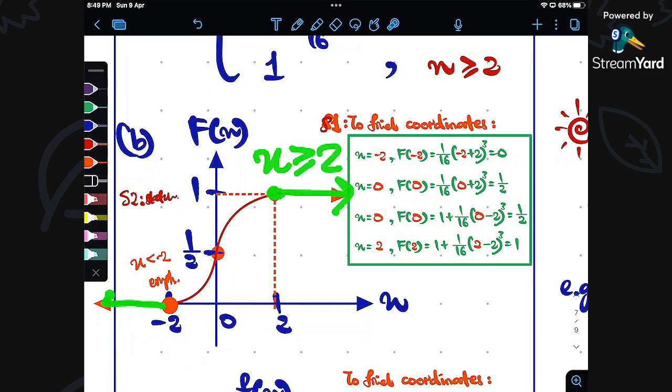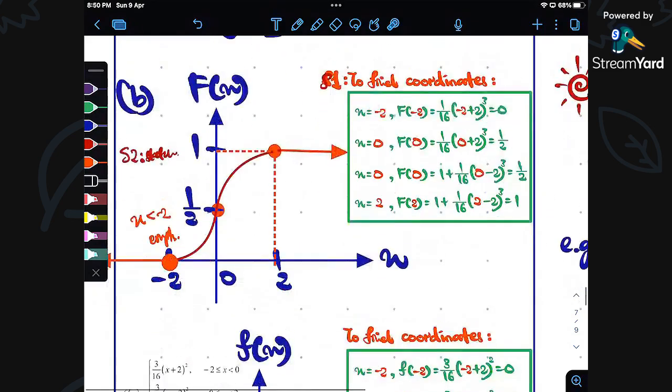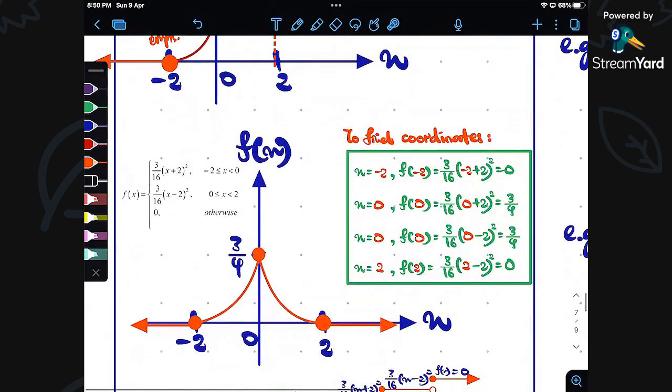So these two things are very, very important. Make sure you give your best in sketching the graph so that you will get full marks. Okay, and don't forget to label each important coordinate there. Of course, after you find out the coordinates, you'll be fine. That's why step one is always sketching the coordinates. Find the coordinates first.